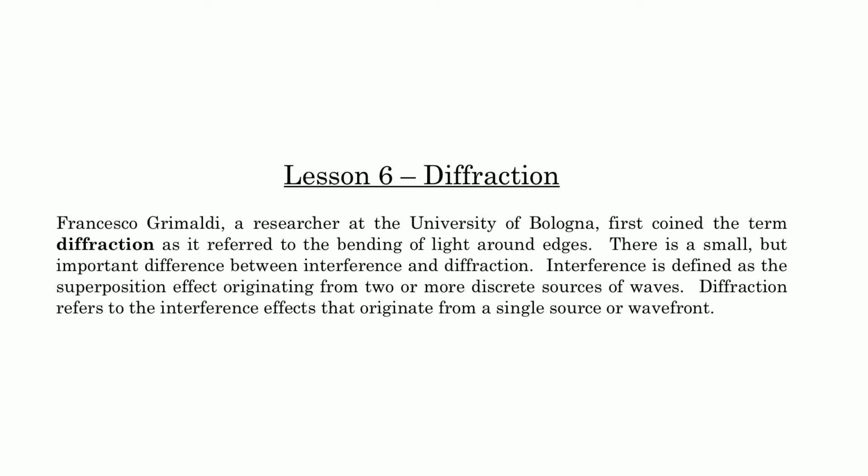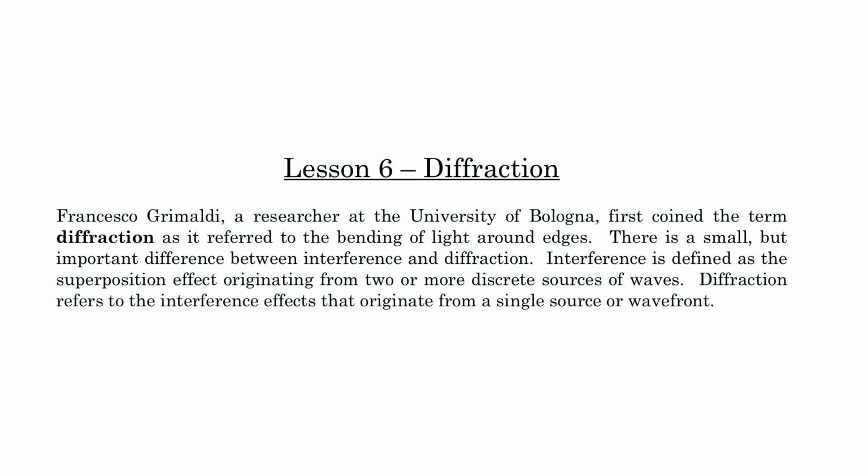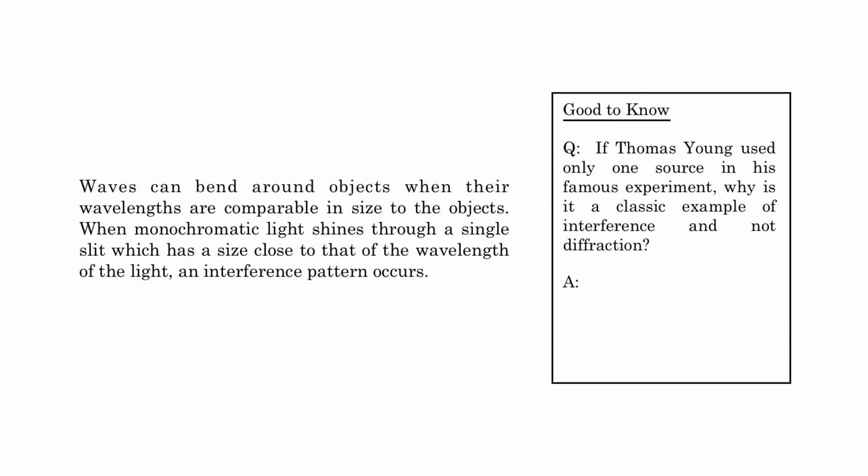Interference is defined as basically the superposition effect originating from two or more discrete sources of waves. Diffraction, though, refers to the interference effects that originate from a single source or a single wave front because of the bending of light. Okay, and so we know that waves can bend around objects when their wavelengths are comparable in size to those objects, right?